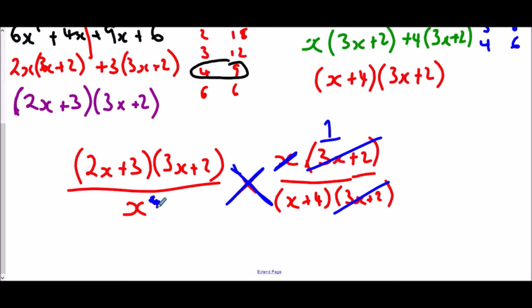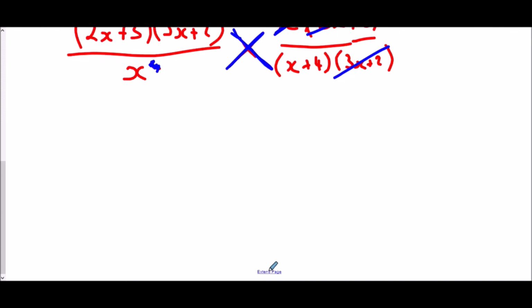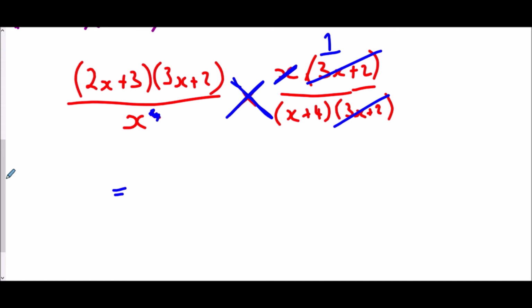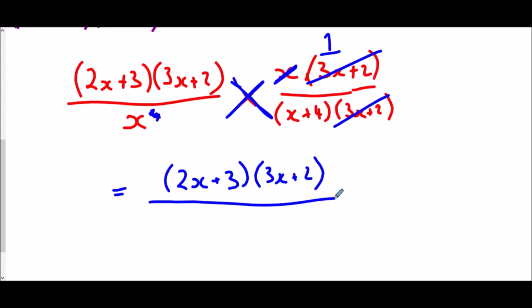And so, in this case, what we end up with is going to be 2x plus 3, 3x plus 2 multiplied by 1. So we still have 2x plus 3, 3x plus 2. And on the bottom, we have x times x plus 4, which we would just write like that. And again, if we wanted to expand that out, we could, but that is a perfectly acceptable answer to this question.